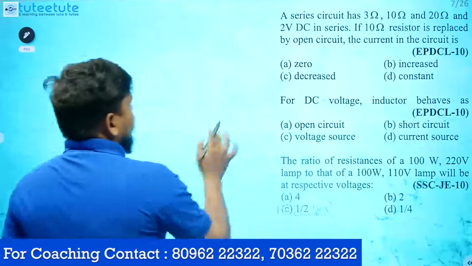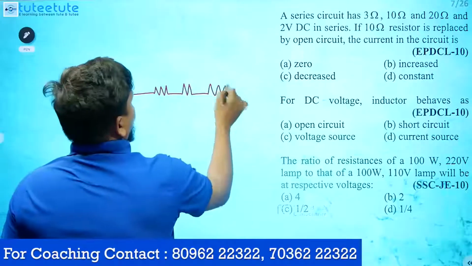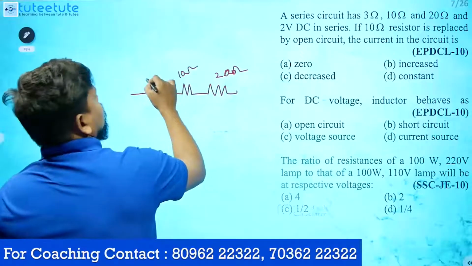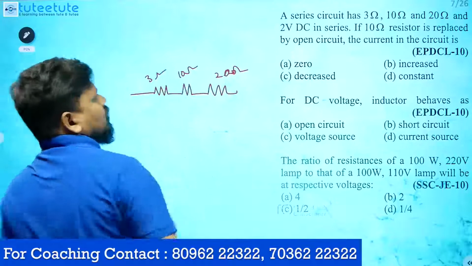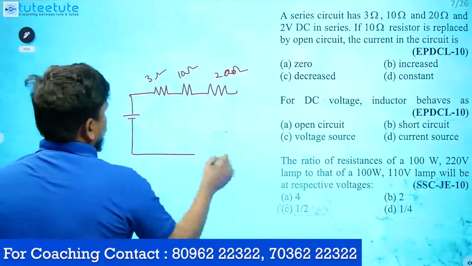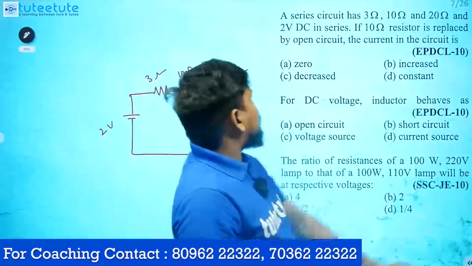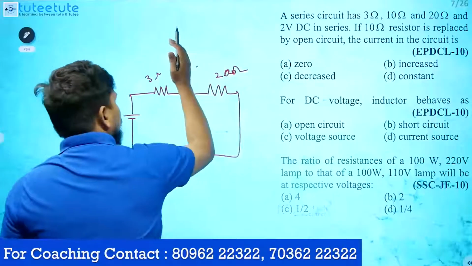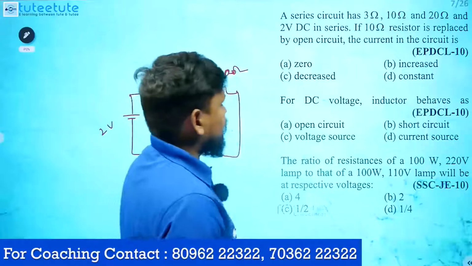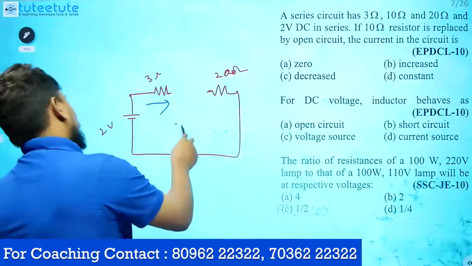So a series circuit has 3 ohms, 10 ohms and 20 ohms. So this is 20 ohms, this is 10 ohms, this is nothing but 3 ohms, okay? With 2 volt DC in series, 2 volt DC is also there. If the 10 ohm resistor is replaced with open circuit, what happens to the current in the circuit?